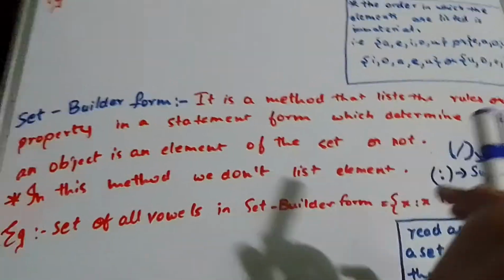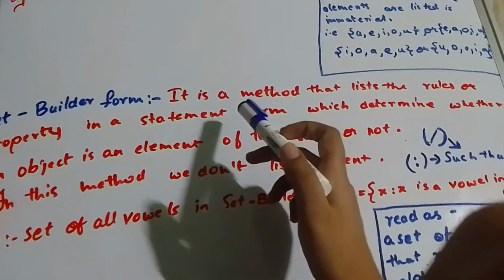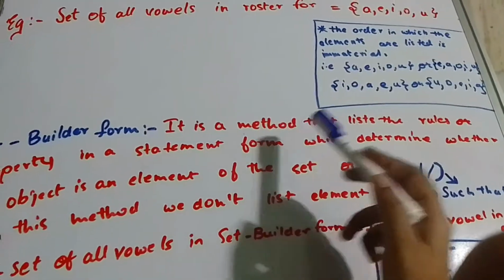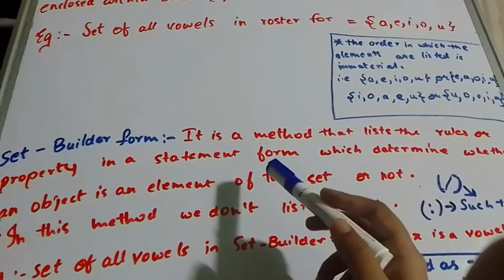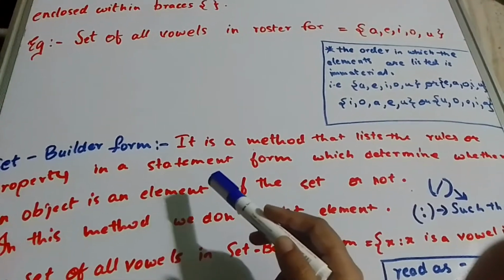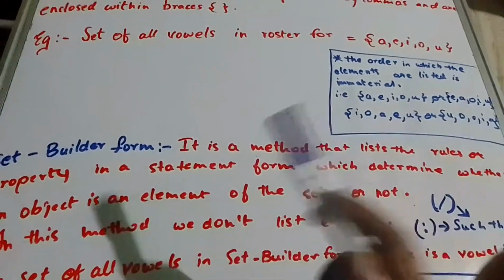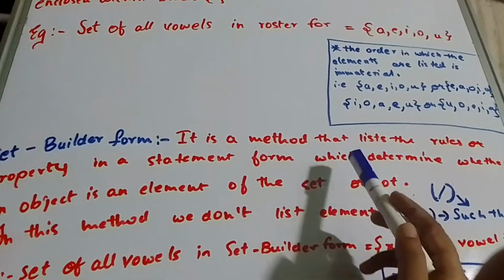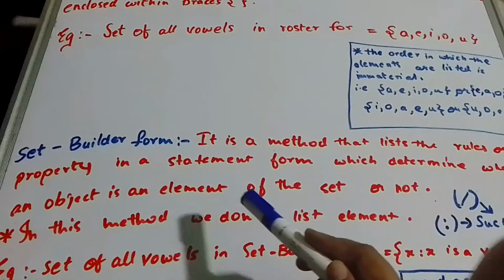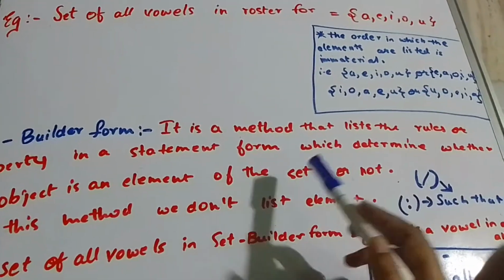What is set builder form? Set builder form is a method that lists the rules or properties in a statement form, which determines whether an object is an element of the set or not.